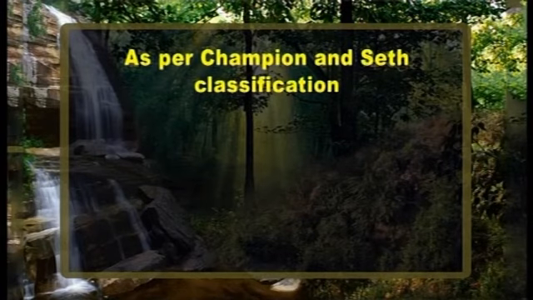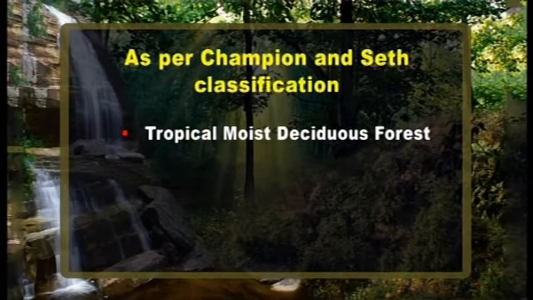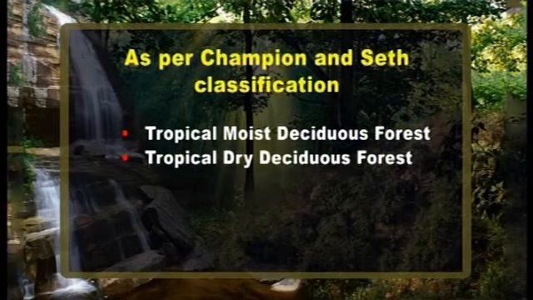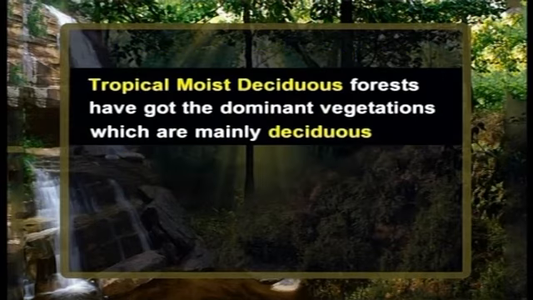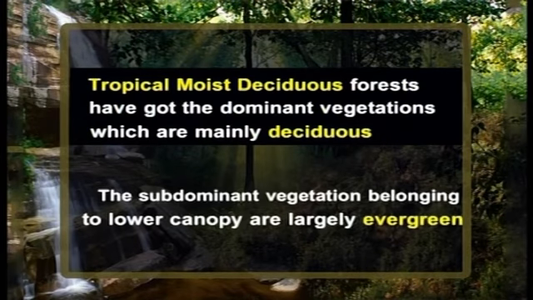As per the Champion and Seth classification, the state has 16 forest types which belong to three major categories. They are the tropical moist deciduous forest, the tropical dry deciduous forest, and the subtropical pine forest. The tropical moist deciduous forest has dominant vegetation which is mainly deciduous. The subdominant vegetation belonging to the lower canopy is largely evergreen. The canopy rarely becomes dense and goes no more than 25 meters in height.